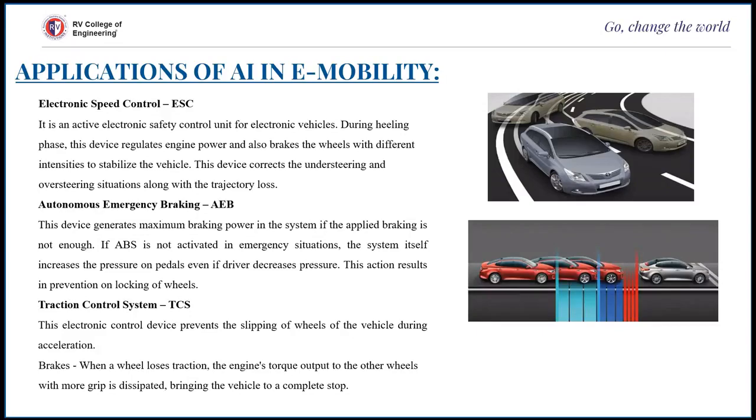Traction loss is nothing but the slipping of the wheels of the vehicle during acceleration. So this electronic device is used to prevent the slipping of vehicles. What happens is, when there is a loss of traction in a vehicle, the engine's torque is more dissipated on the wheels with more grip, bringing the wheels to a stop. That is, the vehicle stops in case of traction loss.